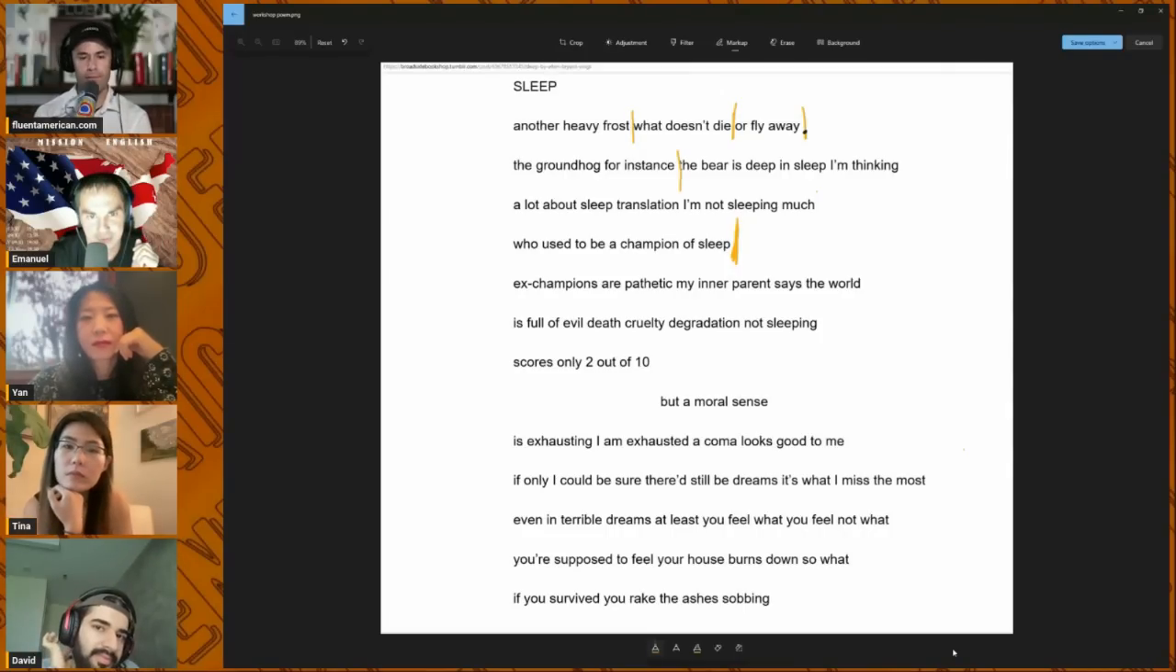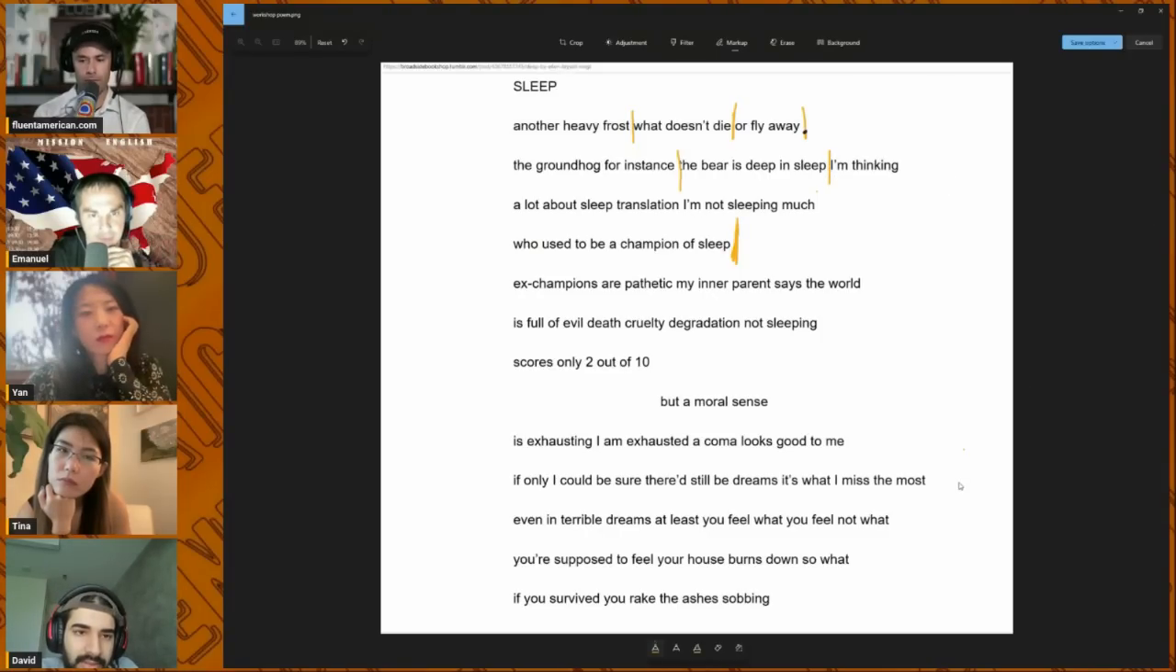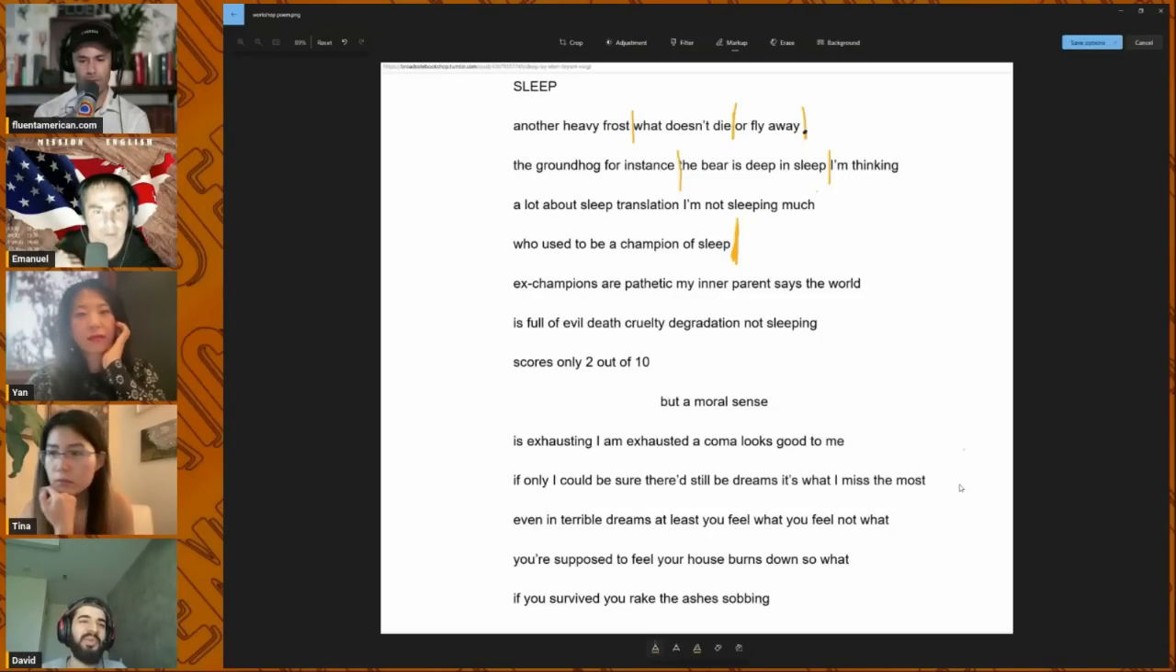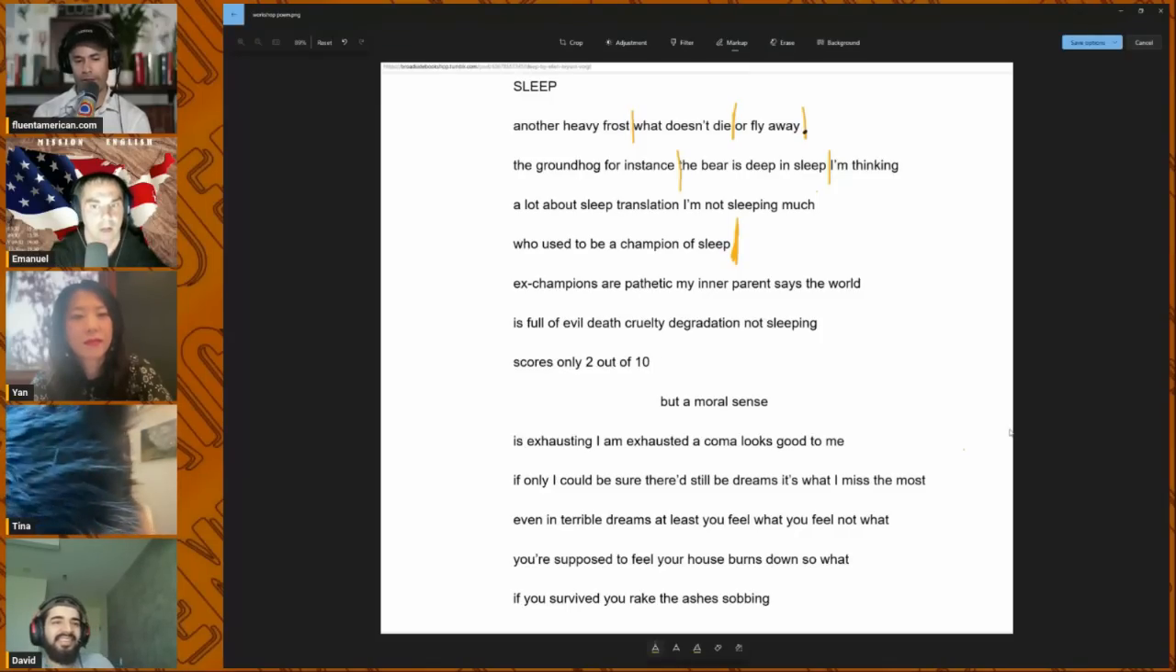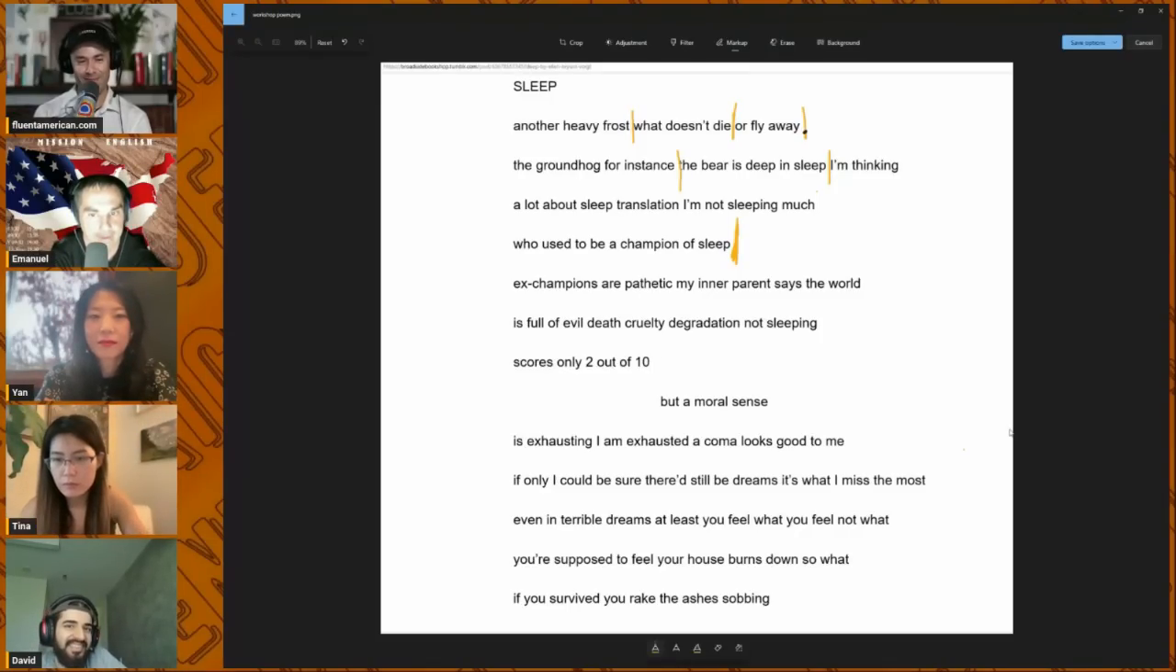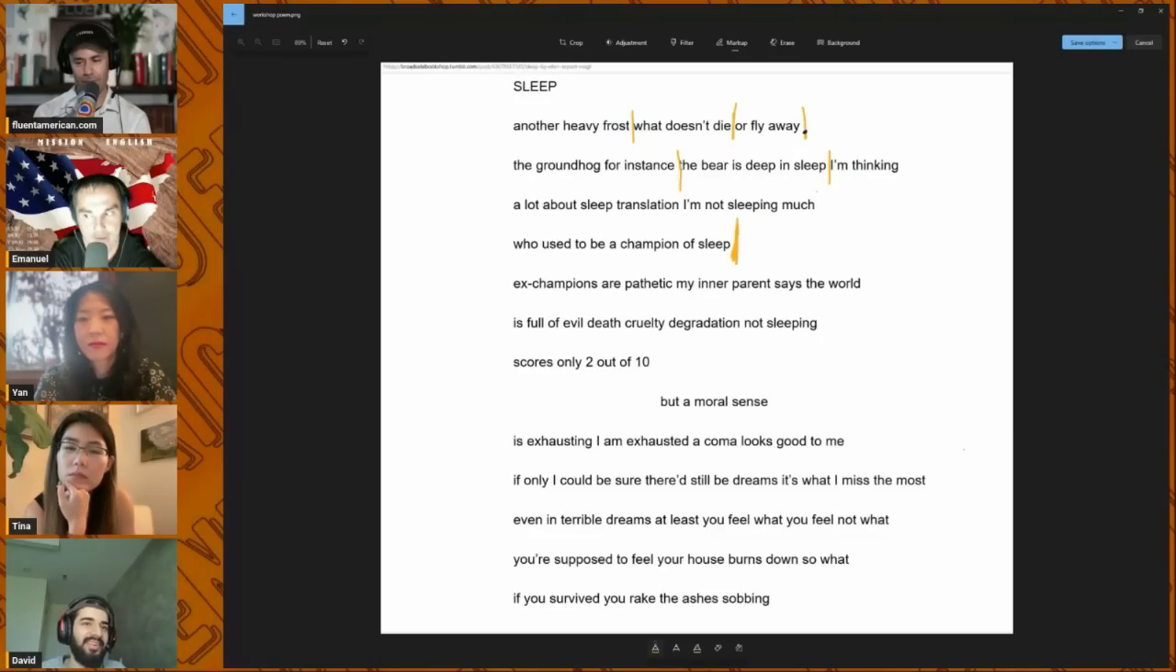After sleep, it's like switching gears. Then he's talking about what he's thinking. If we did it after thinking, it becomes more poetic, more contrast, more unexpected. It flows a little bit more. There aren't necessarily right or wrong answers here. The bear is deep in sleep, I'm thinking, versus the bear is deep in sleep.